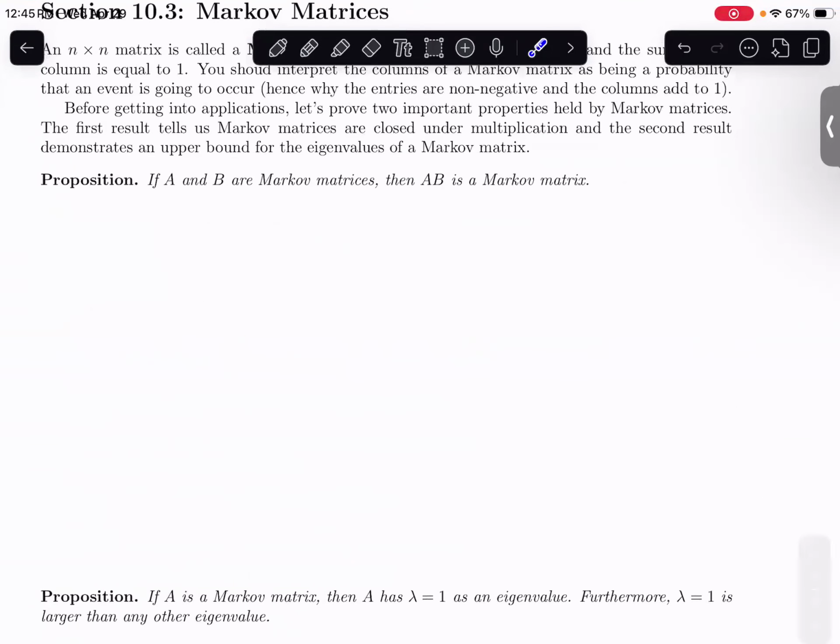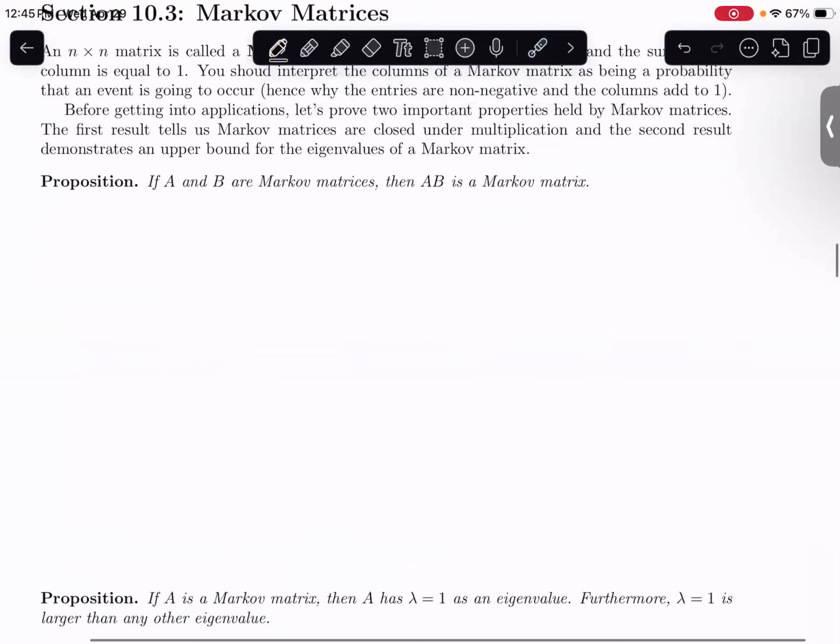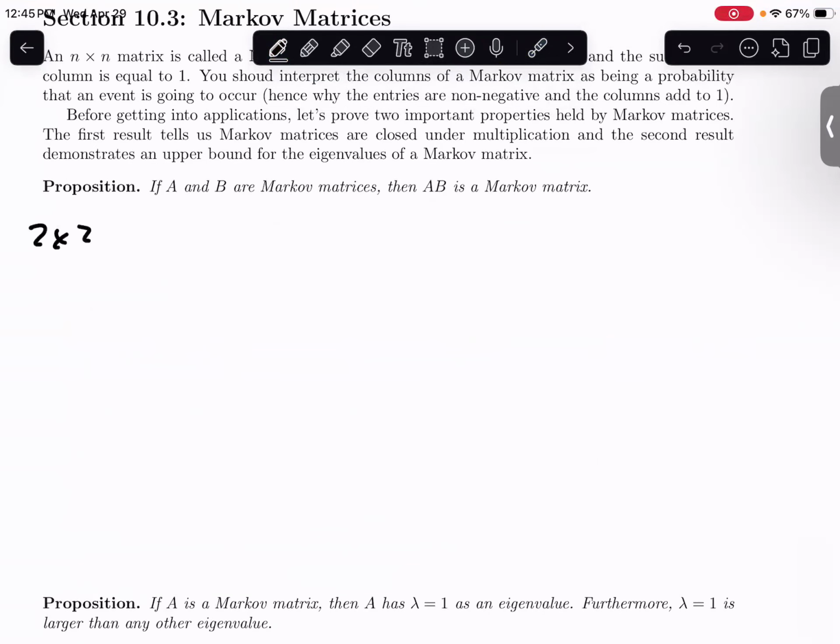And so I'm going to quickly go through this proposition. This one is telling you that if A and B are Markov matrices, then A times B is going to be a Markov matrix as well. And I'm only going to show this for 2x2 matrices out of interest. You could do it for n by n, obviously, but it takes too long, and this isn't really what I'm trying to demonstrate. So I'm just going to do this for 2x2 matrices.